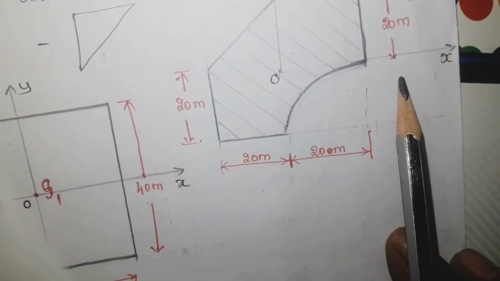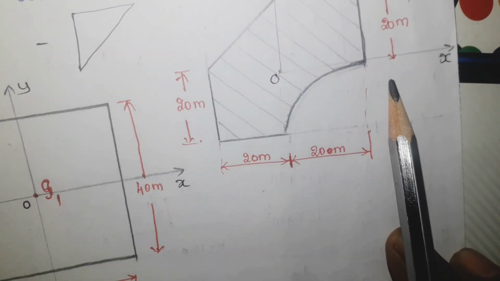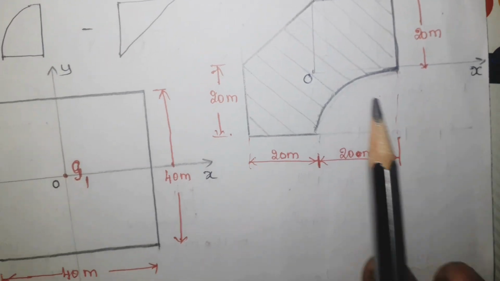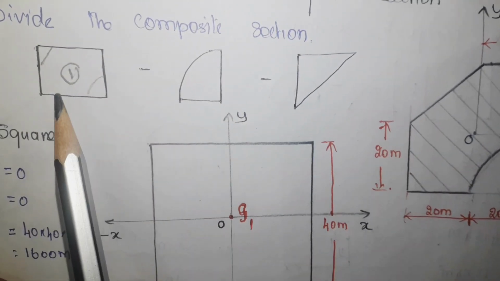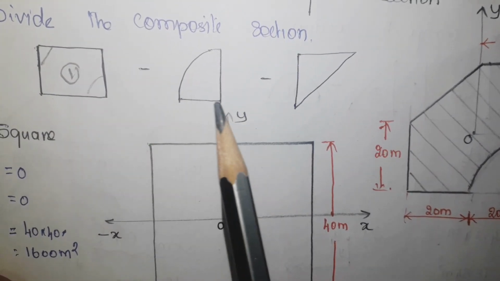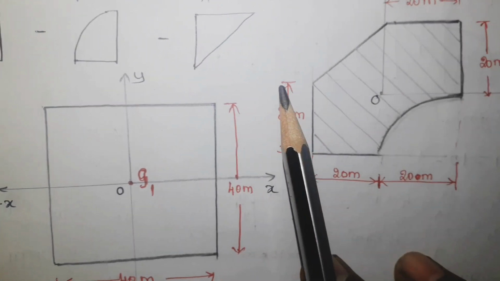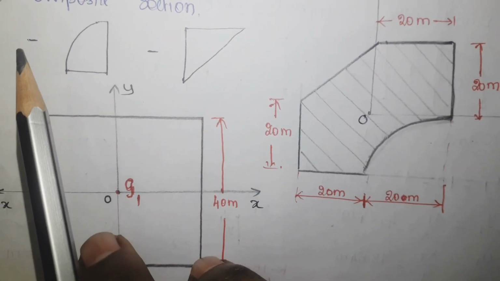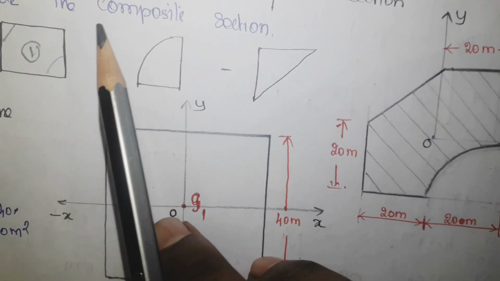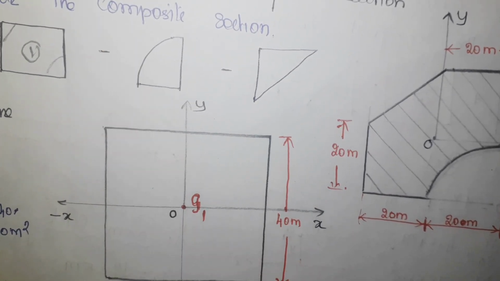We added these three objects to get the final shape. But here, for the first time, I'm going to introduce subtraction in getting the final shape. Okay, this is what I am going to do: a square, then a quarter circle, and then a triangle. And you see here I have introduced the subtraction. So this is the second difference.